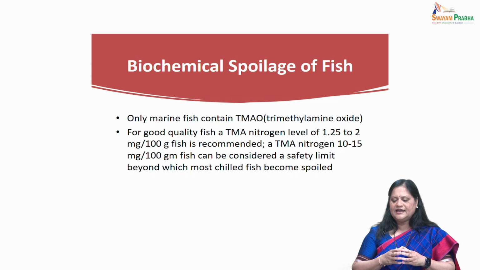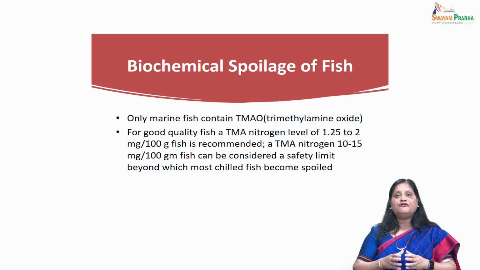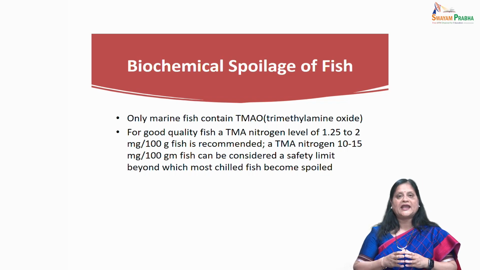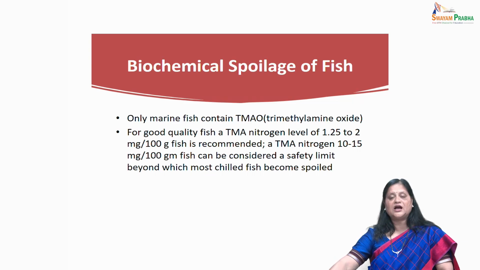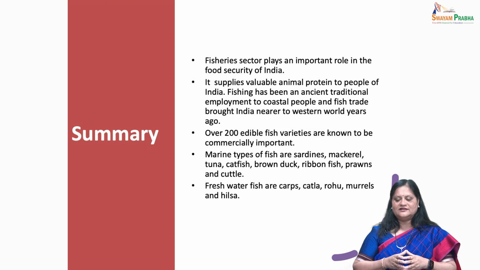trimethylamine oxide. For a good quality fish, a TMA nitrogen level of 1.25 to 2 mg per 100 gram fish is recommended. A TMA nitrogen level of 10 to 15 mg per 100 gram fish can be considered a safety limit beyond which most chilled fish become spoiled. Let's conclude, learners.